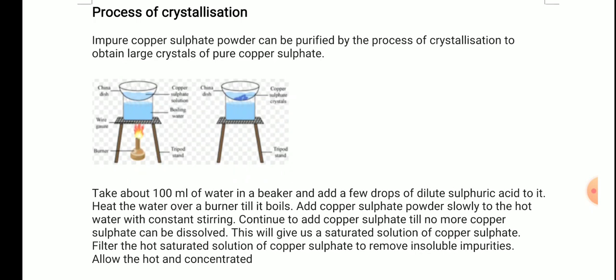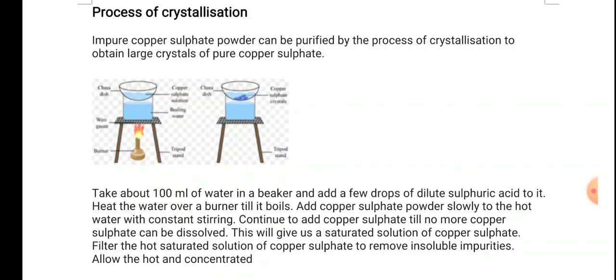For example, if I am dissolving sugar in water, then if I keep dissolving, a point will come that the sugar will stop dissolving. Why? Because now it has reached its saturation point. No more sugar or salt can be dissolved in the water. So, this will give us a saturated solution of copper sulfate.